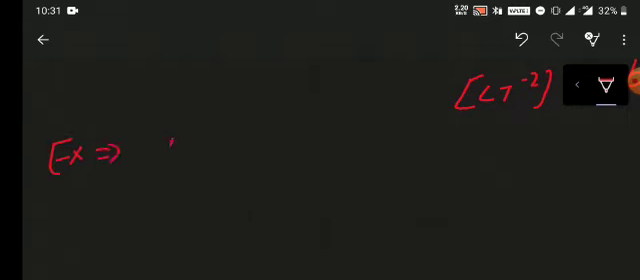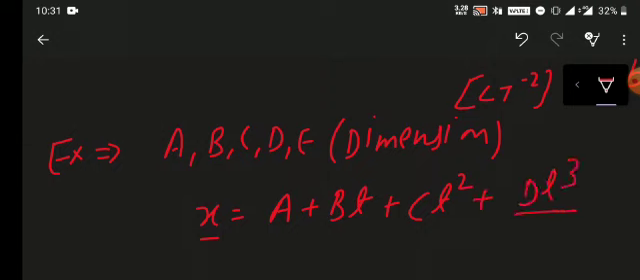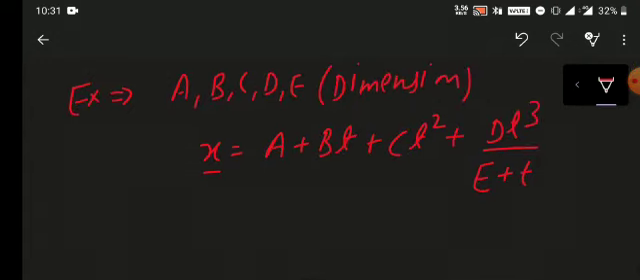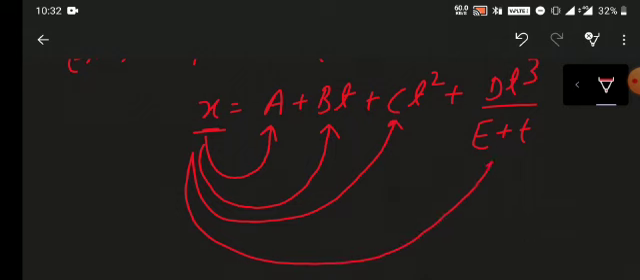You have to find the dimension of a, b, c, d and e. The function is x, which is determined as the position. So x is equal to a plus bt plus ct square plus dt cube upon e plus t. If we compare the terms with the principle of homogeneity, position is related to a, the same position is related to bt, to ct square, and to this last function.